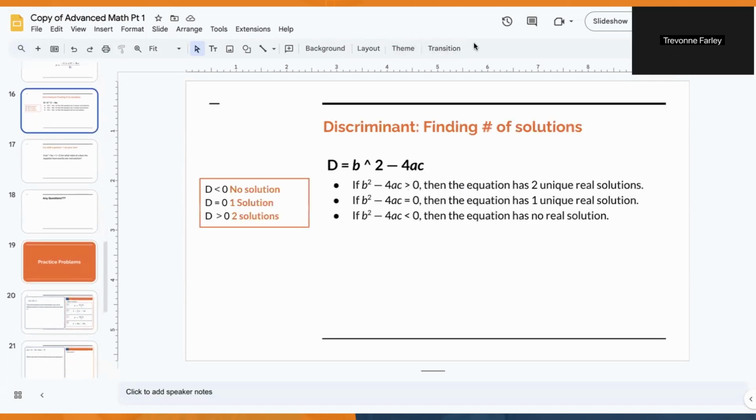Will the quadratic formula be on our cheat sheet? No, it will not, I don't believe. So it is just going to be something that you have to remember. As well as this won't be on your cheat sheet, but it will be helpful.